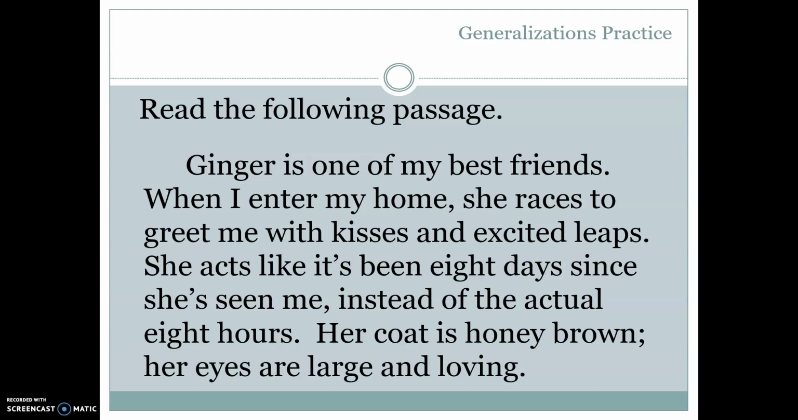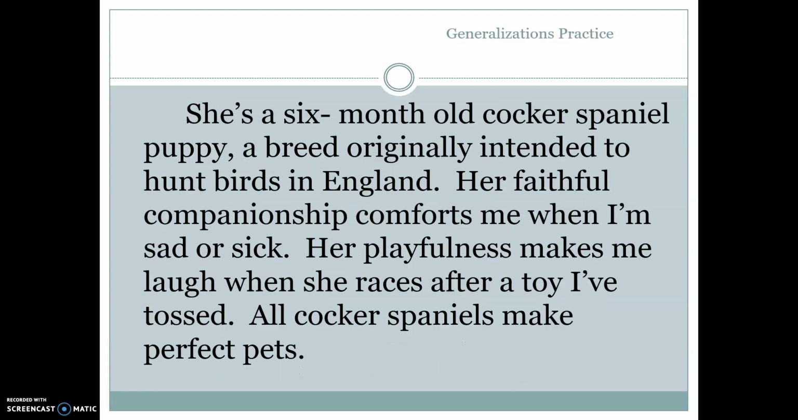Now there are some words here that might make me believe that Ginger might not be human at all. There we go. She's a 6-month-old Cocker Spaniel puppy, a breed originally intended to hunt birds in England. Her faithful companionship comforts me when I'm sad or sick. Her playfulness makes me laugh when she races after a toy I've tossed. All Cocker Spaniels make perfect pets.